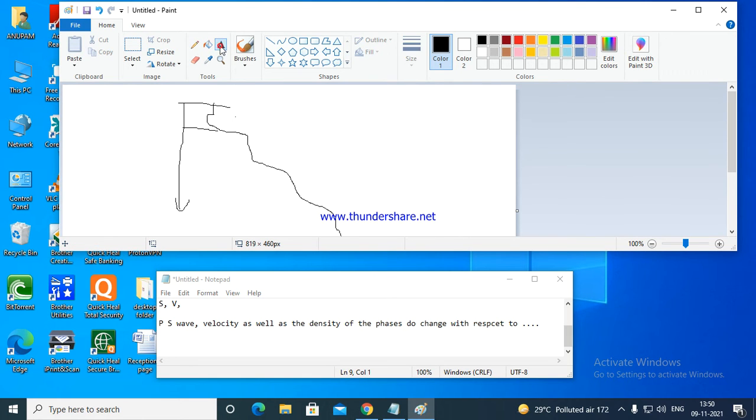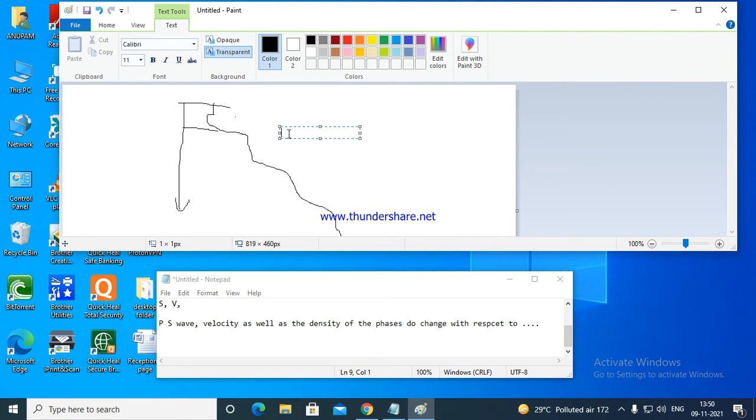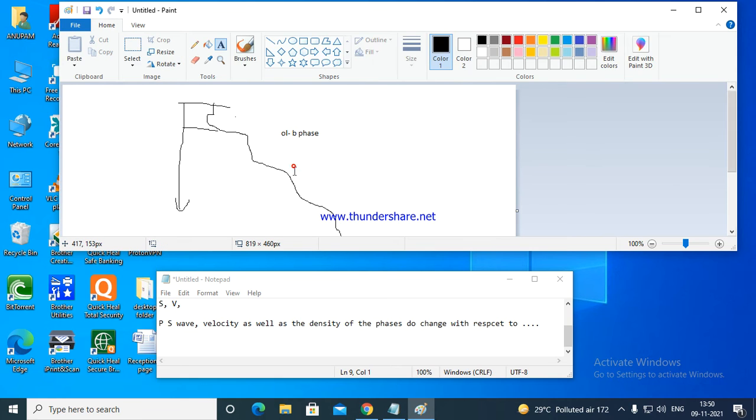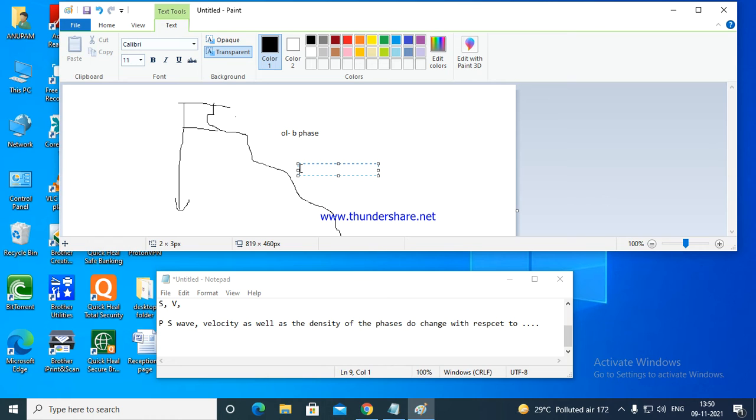Now if I try to write them down with respect to discontinuity, at the 410 kilometer discontinuity, the typical olivine is transforming into the beta phase. And at the 660 kilometer discontinuity, garnet changes into perovskite and wüstite, etc.